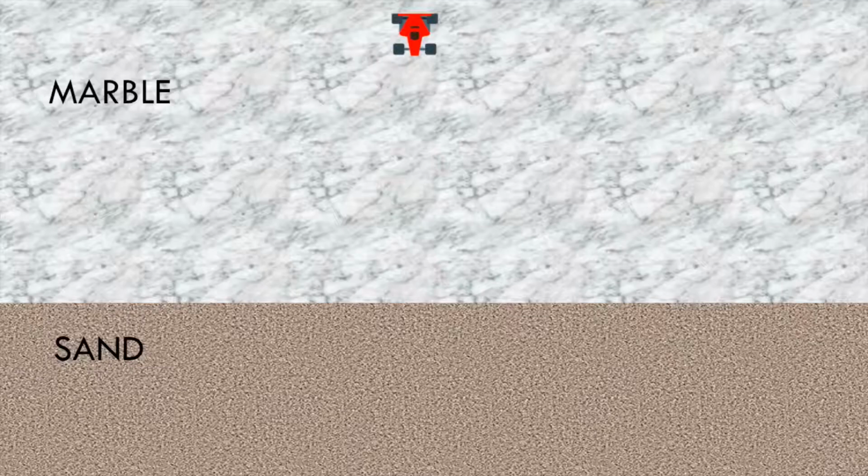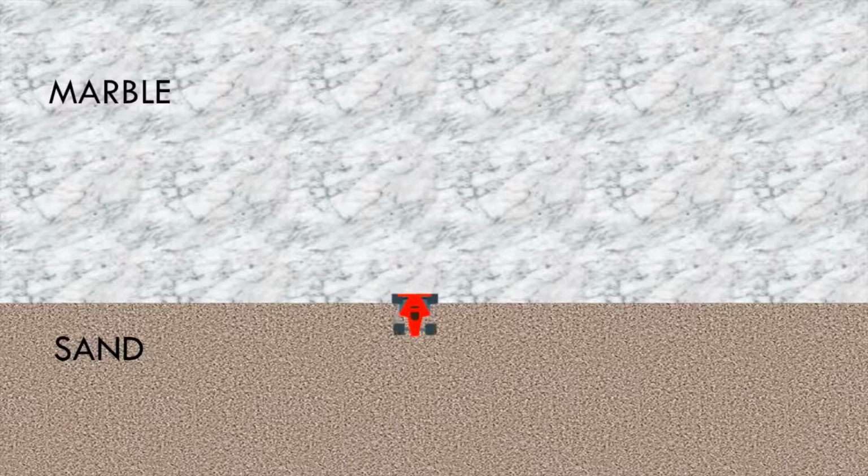To understand refraction, let us consider this toy car. As the car moves from a smooth marble surface to a rough sand surface, its speed reduces. However, when the toy car moves diagonally across the marble surface, its direction also changes.